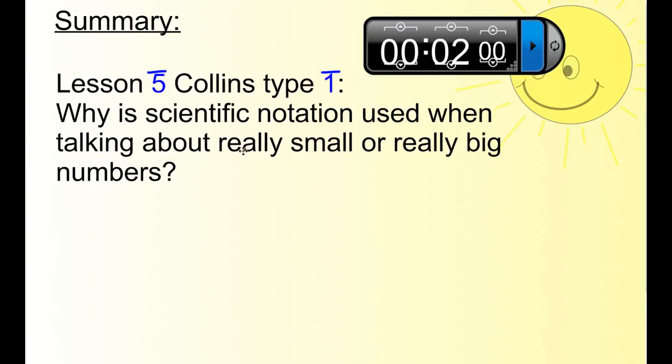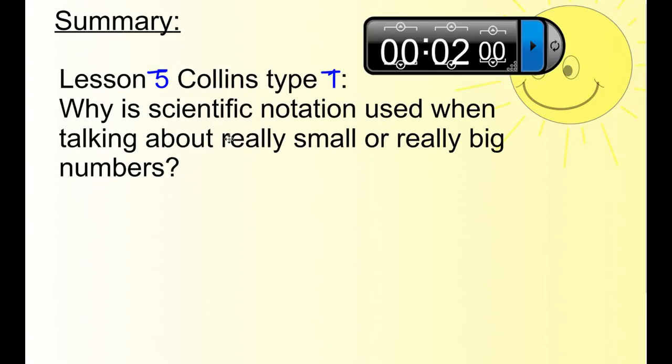It says here, why is scientific notation used when talking about really big or really small numbers? So we talked about it in this lesson. I want your opinion. Why do people use scientific notation? This is not just something for math class or something for science class. There's actual people out there that use this stuff. Why do you think they do it?